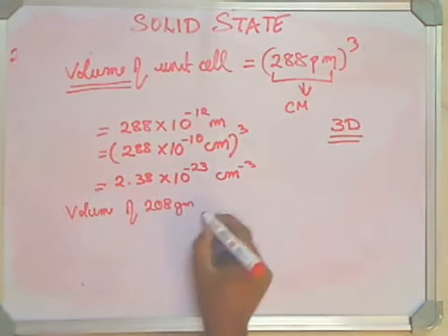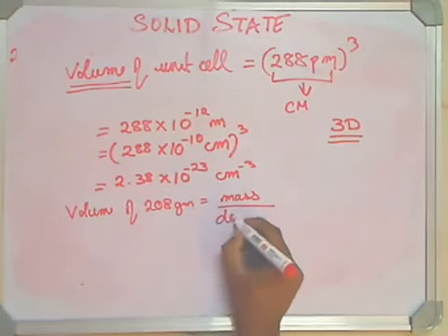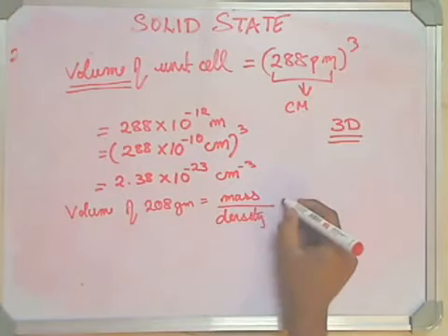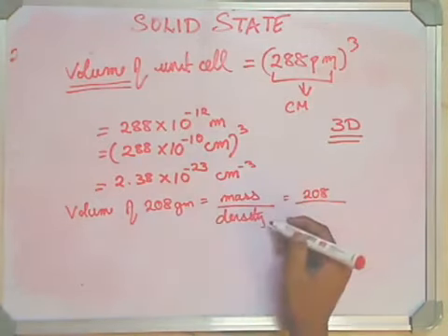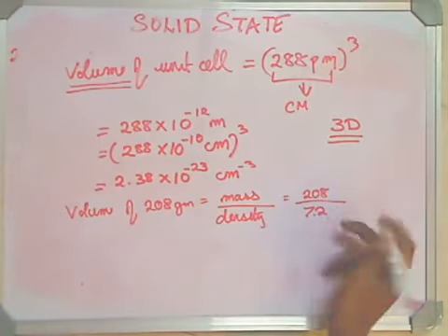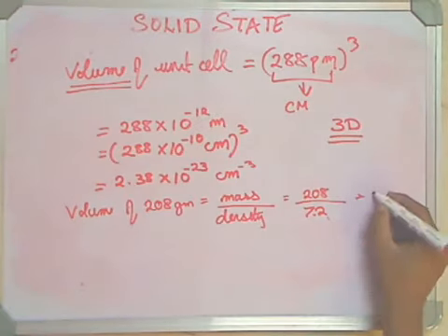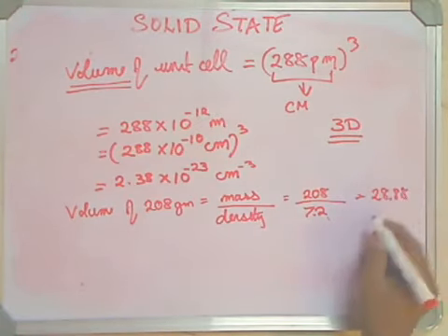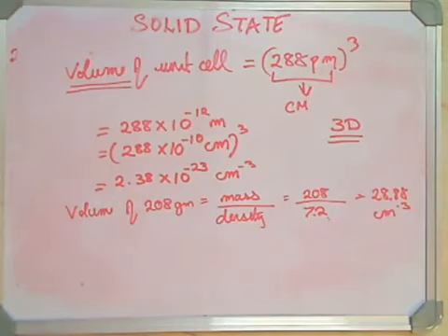Okay, to calculate the volume, you use mass divided by density. And this gives you 208 divided by the density which I mentioned previously, 7.2 grams. Let's ignore the gram here, 7.2, and this should give you 28.88 centimeter cube. Okay, this is the volume of 208 grams of this unknown element that I mentioned.